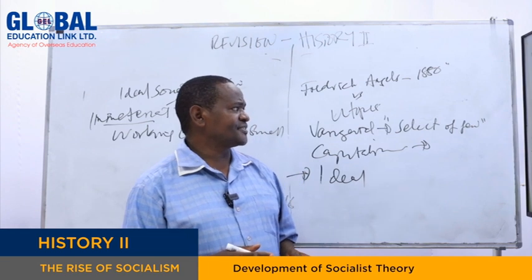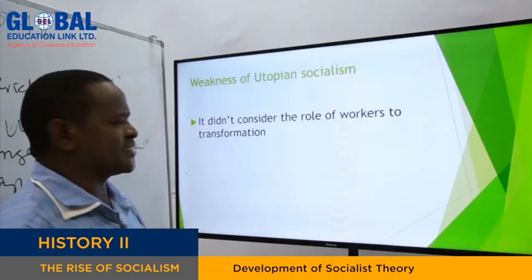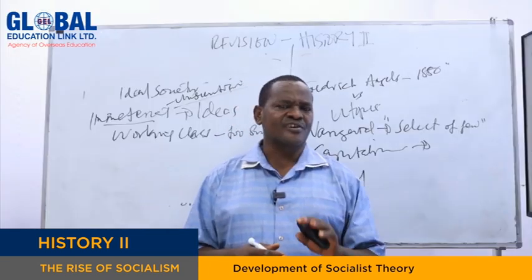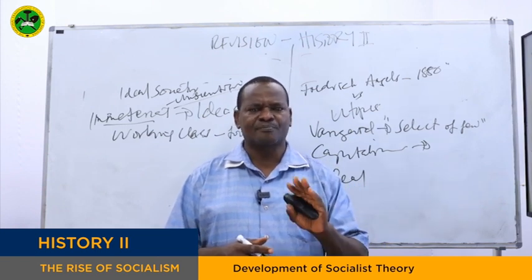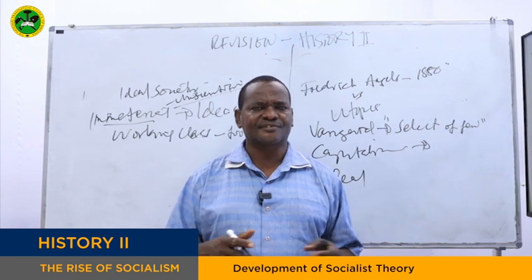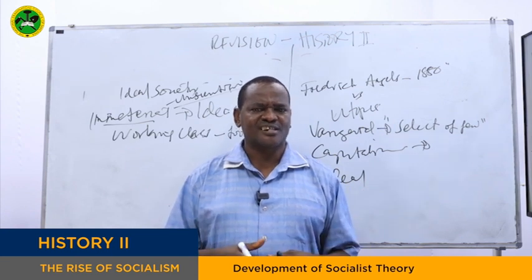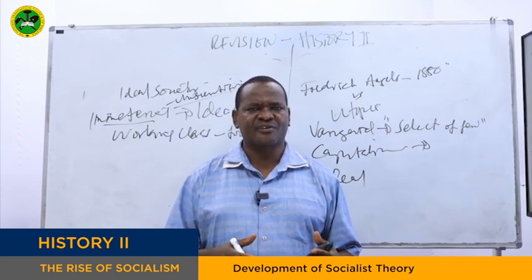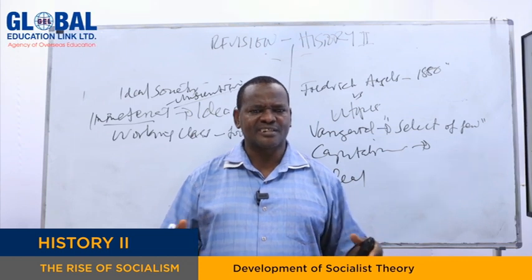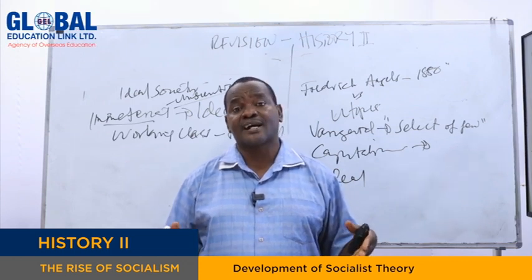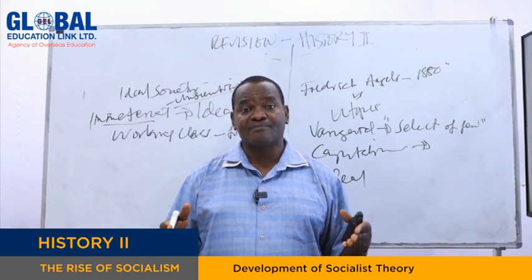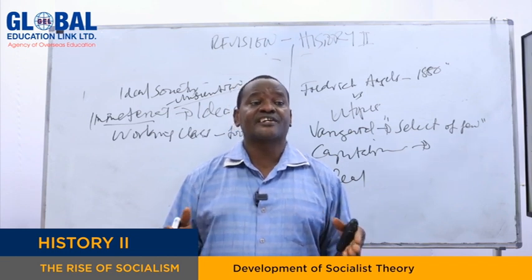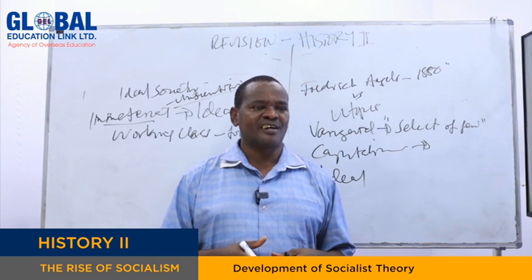The third weakness is that they did not consider the role of workers in the transformation. They never spoke about it. They only believed that those utopian leaders could just meet with the capitalists, talk, and convince them to change. Let's take the example of people like Charles Fourier, writing a book, sitting in a certain place, waiting for people to come so you can argue with them and give them the book you have written. They can read and change. That's very, very difficult.